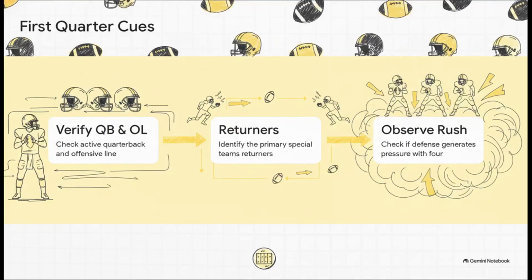Before you even glance at the scoreboard in the first quarter, I want you to focus on 3 specific live cues. Step 1, verify the active quarterback and the first 5 offensive line. Step 2, identify the primary returners on special teams. And Step 3, observe whether either defense is successfully generating pressure using only 4 rushers.